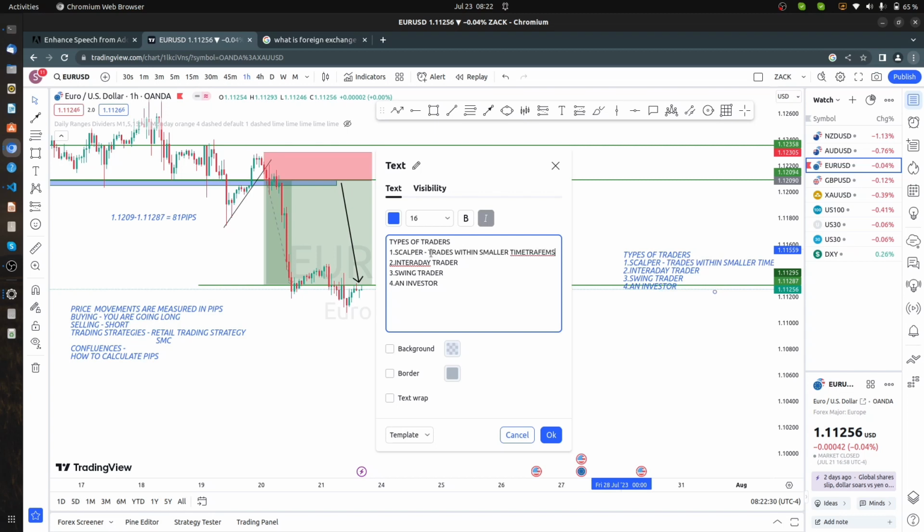When I say smaller time frames, I simply mean smaller time frames. I mean somebody that can be in the market for like 5 minutes, 15 minutes, 30 minutes, sometimes even just a few hours. So those are scalpers, quickly in, quickly out of the market.